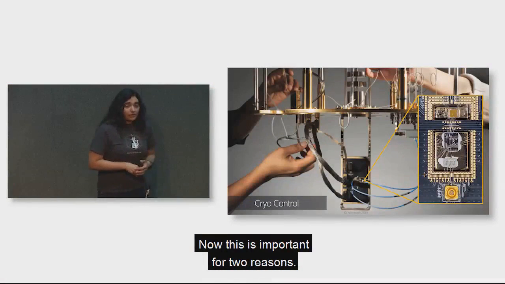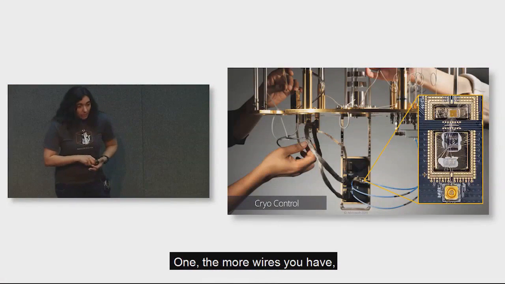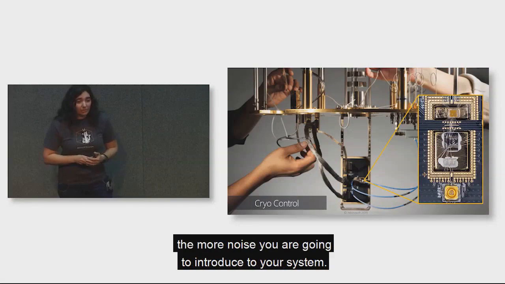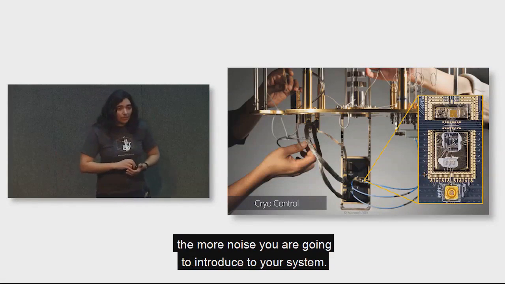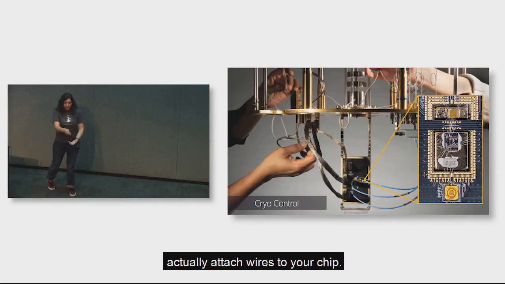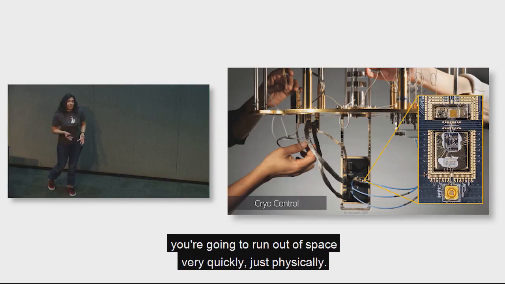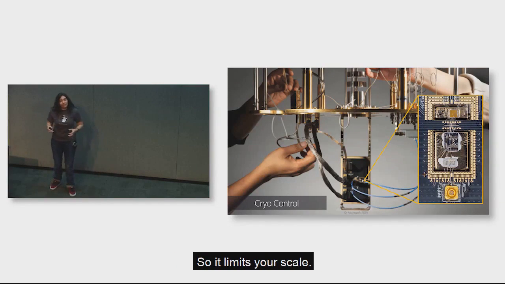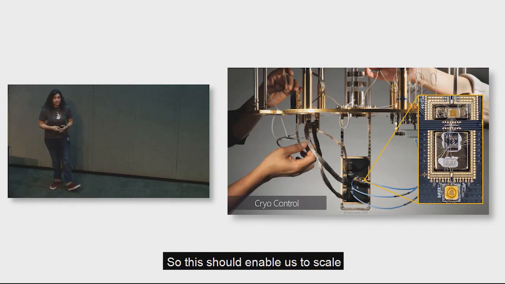Now, this is important for 2 reasons. One, the more wires you have, the more noise you're going to introduce to your system. And 2, there's only physically so much space you can actually attach wires to your chip, right? If you need 10 wires per qubit to control the qubit, you're going to run out of space very quickly, just physically. So it limits your scale. So this should enable us to scale much more effectively in the future.